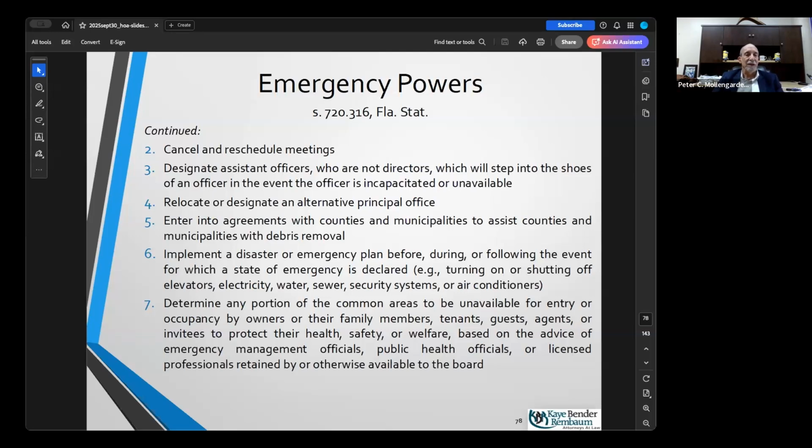Determine whether any portion of the common area is to be unavailable for entry or occupancy by owners or their family members, tenants, guests, whatever, based on the advice of emergency management officials, public health officials, or licensed professionals retained or otherwise available to the board. If you want to shut down the clubhouse or something like that.